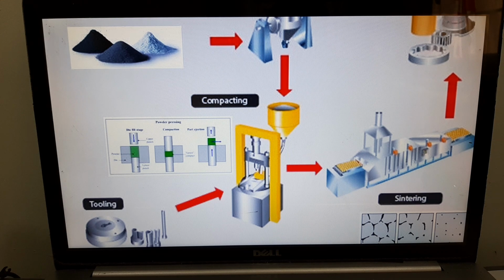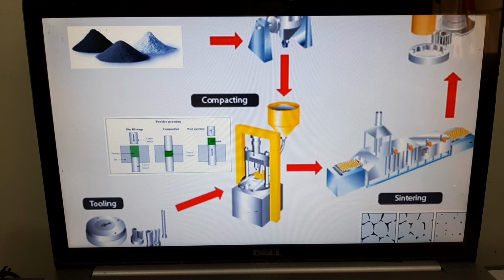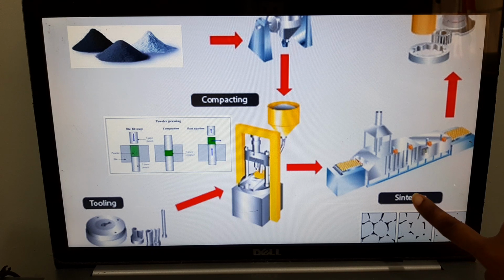So once it is physically compacted, you have the shape. It's solid, but if you drop it, it will shatter back into powder because it is not chemically compacted, it is physically compacted. Once compaction is done, the part is passed through a sintering process.